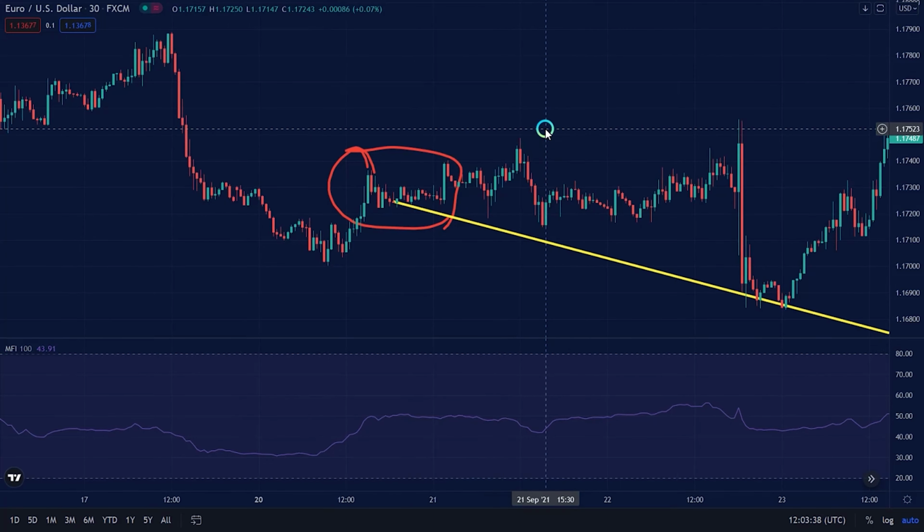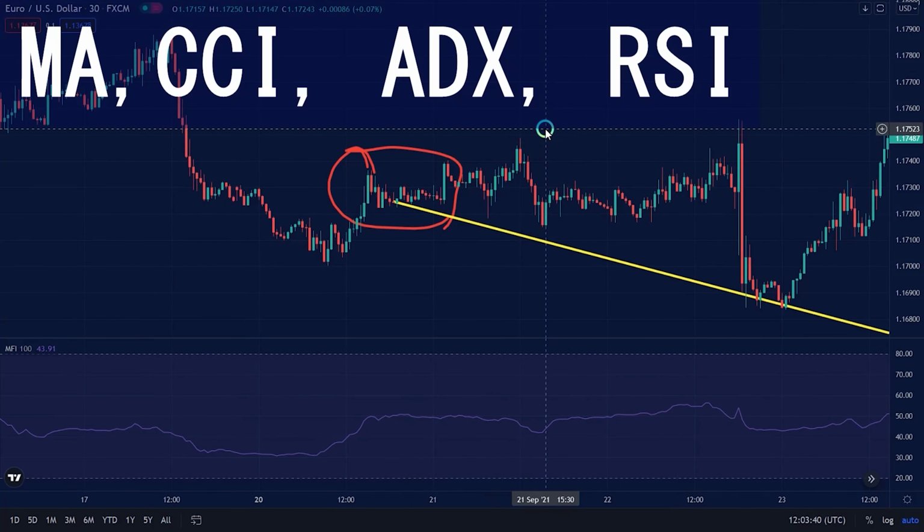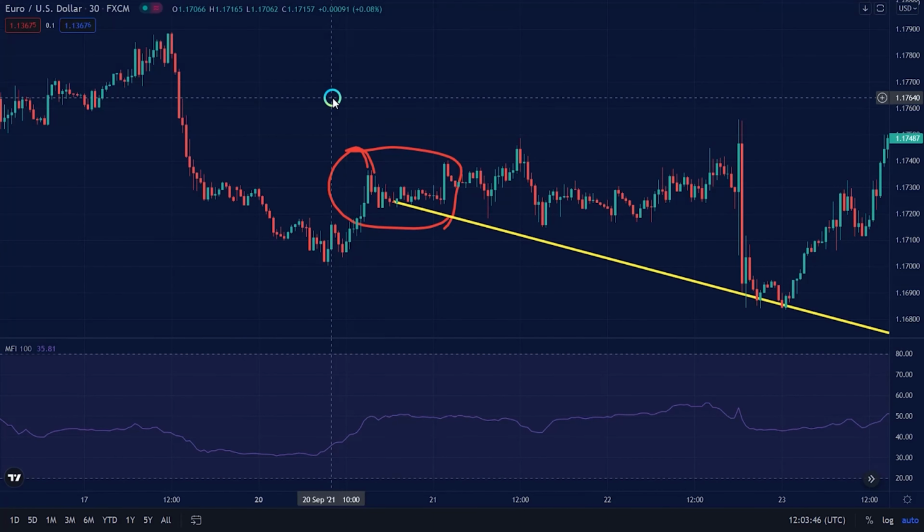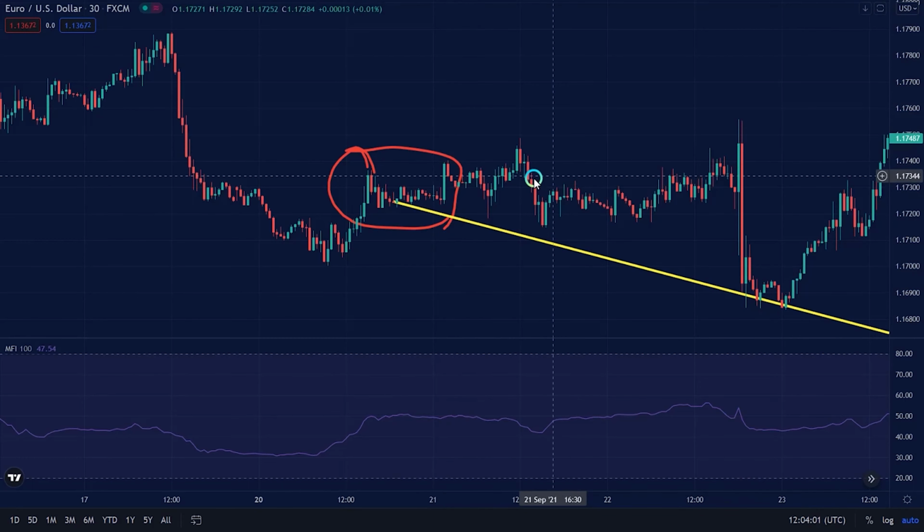Of course, you can add moving averages to the strategy, you can add CCI, ADX, and maybe RSI as well, but it is not necessary. But of course, if you want to have even higher probability trades, it is good if you add more indicators to it, and I will actually publish videos where I add more to it.